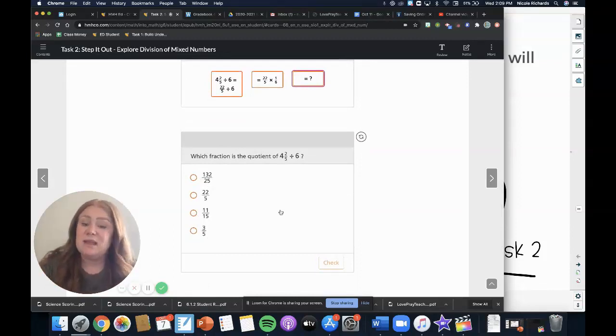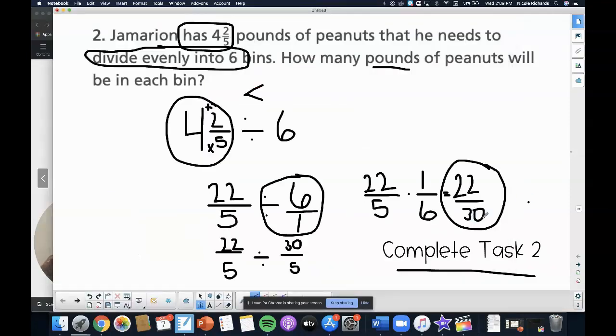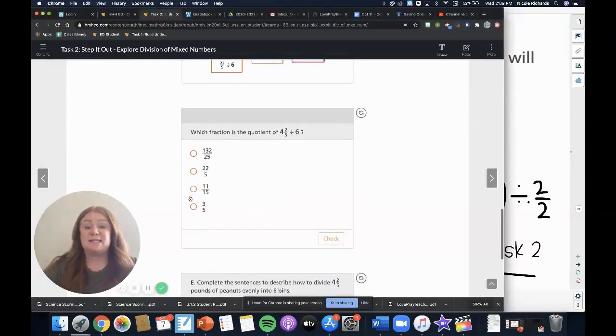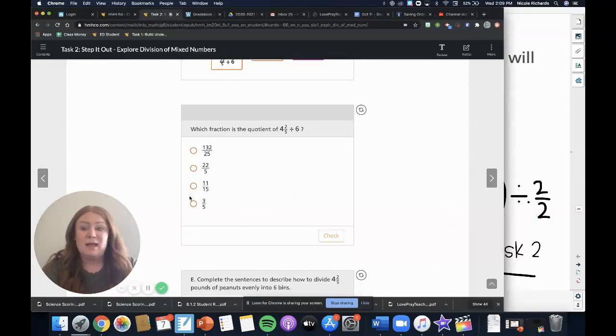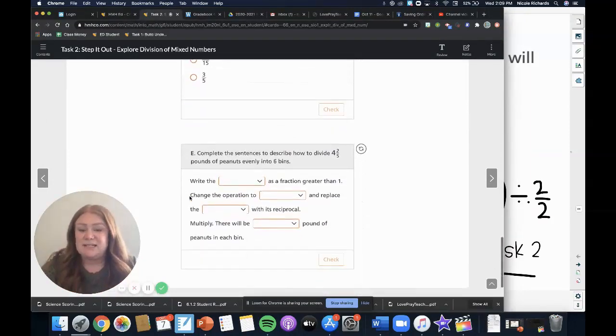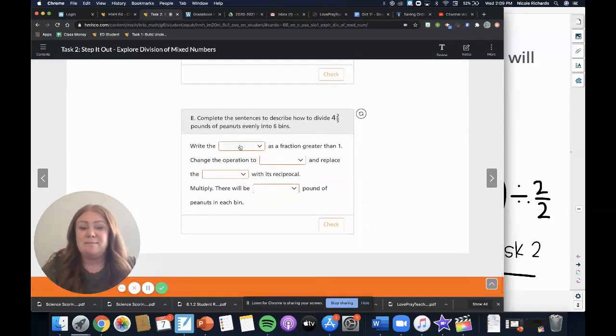So it looks like they went ahead and simplified, because I do not see 22/30 here. So we want to simplify. I notice those are both even numbers. So I know 22 and 30 can both be divided by 2. So go ahead and do that and see what our final answer is.